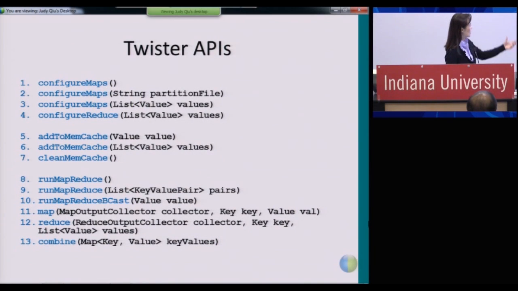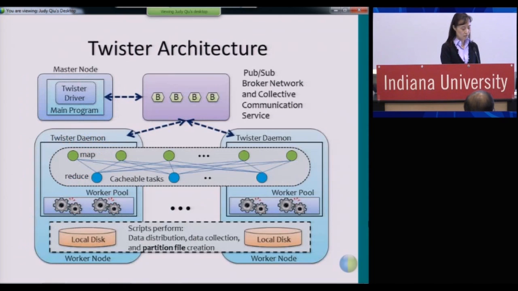Here is a list of some key APIs that we provided through Twister. The top section is about configuration. We set up the configuration of the map task and the reduce task. The middle part is mainly about the broadcast, because we know iterative functions have to broadcast global data. And the lower part is a detailed set of functions that you can call in the map and reduce interface.